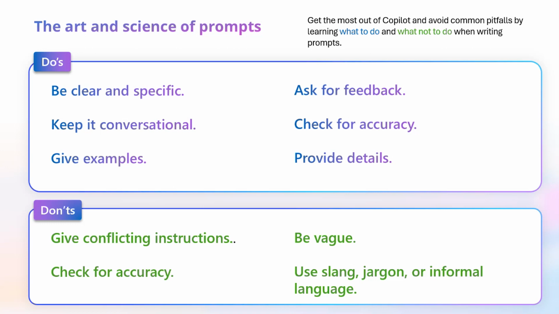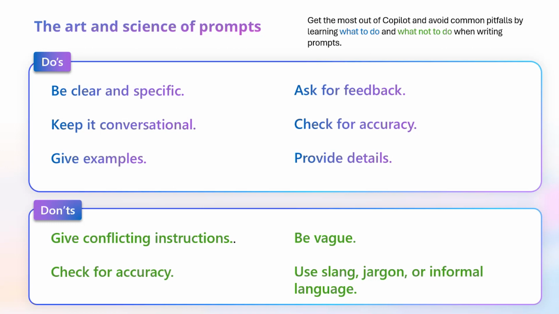Keep it conversational. Like we said, it's able to understand us in our natural language. Give examples if you need to. If you want something a little more specific, you can ask for feedback. Check for accuracy. Make sure that beforehand, the information contained within the document you're asking Copilot to draw from is accurate, because you're only going to get a result as good as the initial information. And you can also ask Copilot to provide details in that final document.